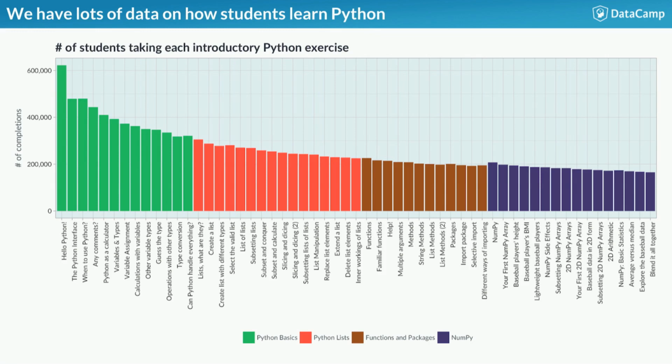So this graph shows the completions of our most popular Python course, Introduction to Python. So it's for absolute beginners. On the vertical axis, you have the number of people that complete a certain exercise. And on the horizontal axis, you have all the different exercises in that course. This course covers Python basics, lists in Python, functions and packages, and eventually a basic introduction to NumPy.